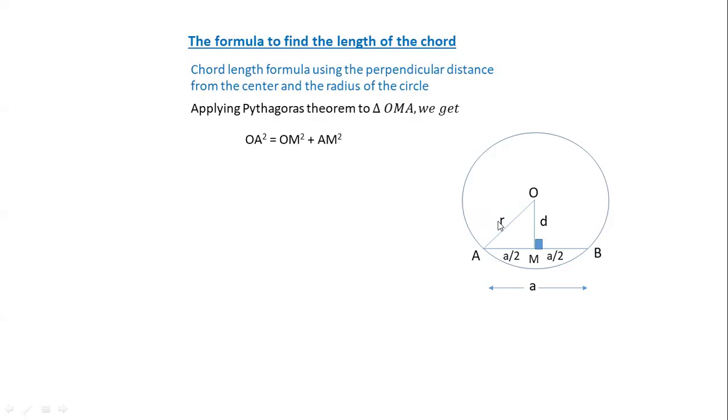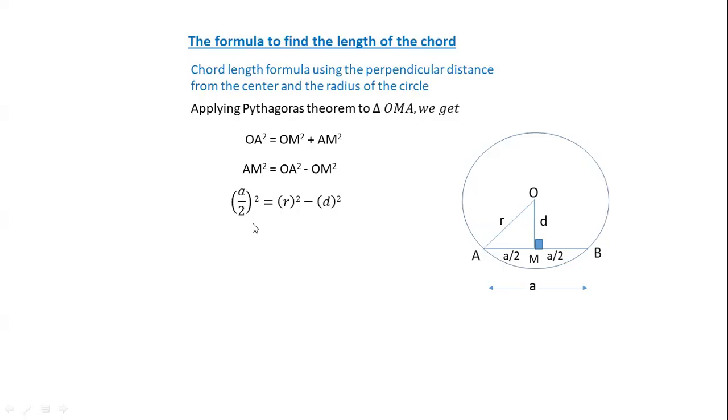Let's put the values, R and D. It will be AM square is equal to OA square minus OM square. We want to find AM, so that's why we are rearranging the terms so that OM goes to the other side and becomes negative. So OA square minus OM square is equal to AM square. Now what is AM? AM is A by 2. OA is R and this is D.